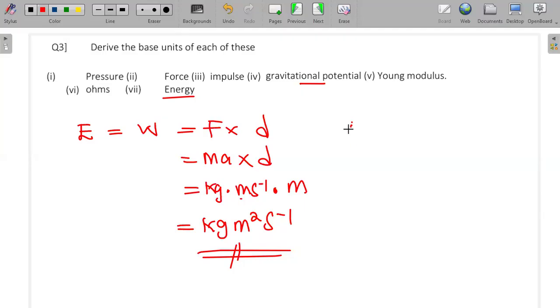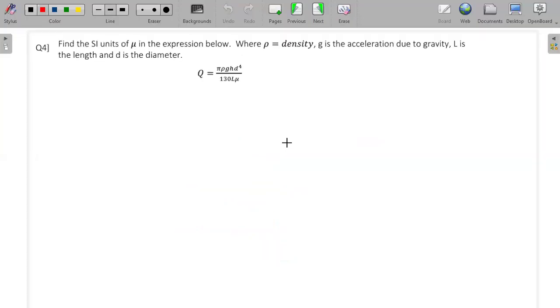Okay, we also did with potential energy, we still found the same. Oh, this one here should be to the power 2. Okay, sorry for that. This is power 2 because this is the acceleration. All right, so that's how we can derive for energy. And then now we look at the last question in this video.